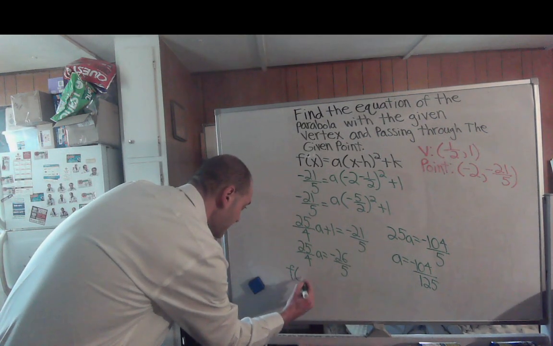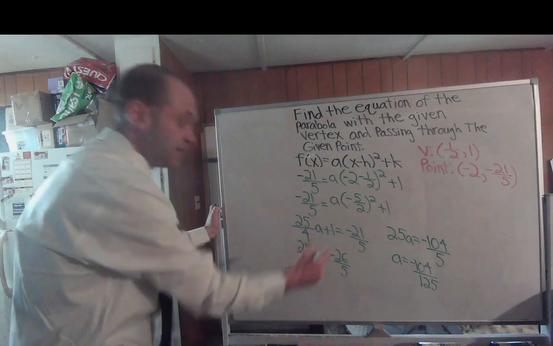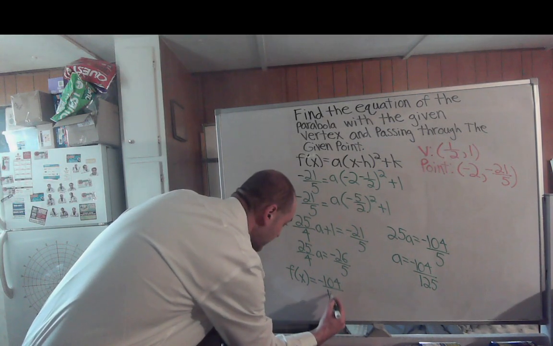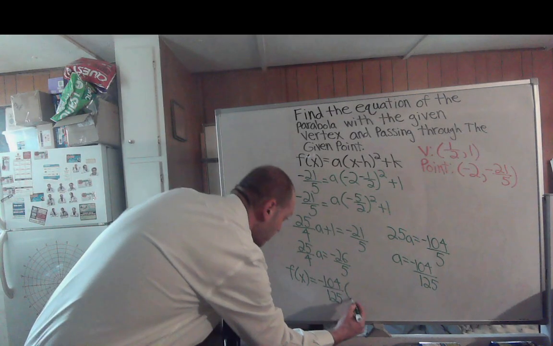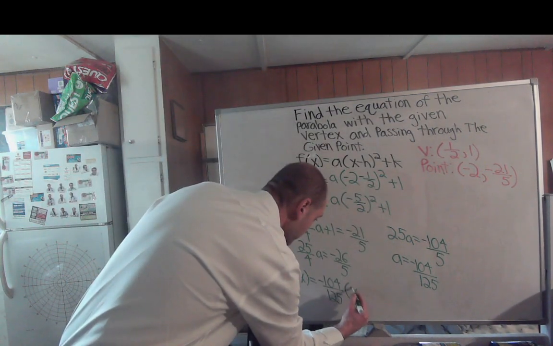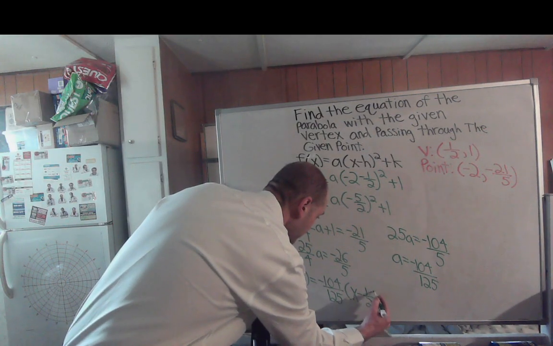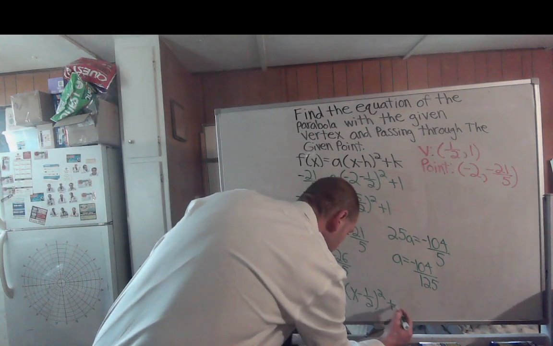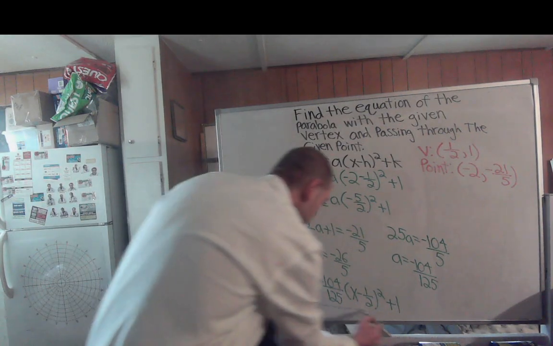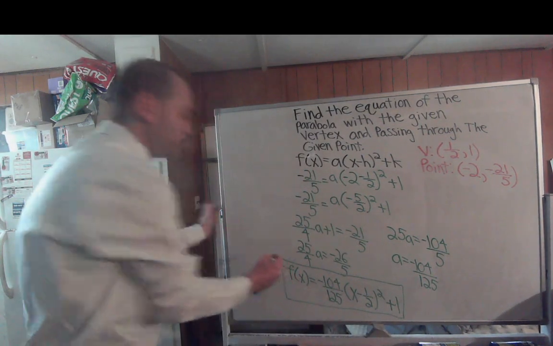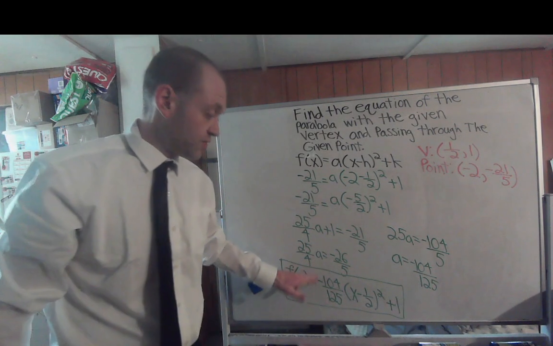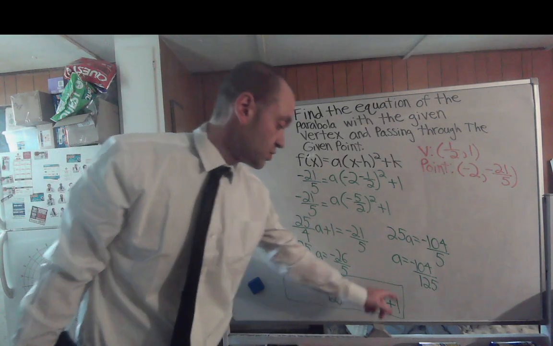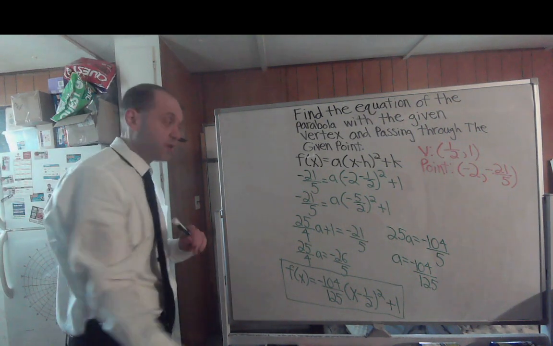So in the end, f of x is going to equal that a of -104/125 times the quantity of x minus that x coordinate of the vertex, which would be 1/2, all that raised to the second power, plus the y coordinate of your vertex, so that'd be plus 1. So in this particular case, you should get that f of x equals -104/125 times x minus 1/2 squared plus 1. And I got just one more and we're done.